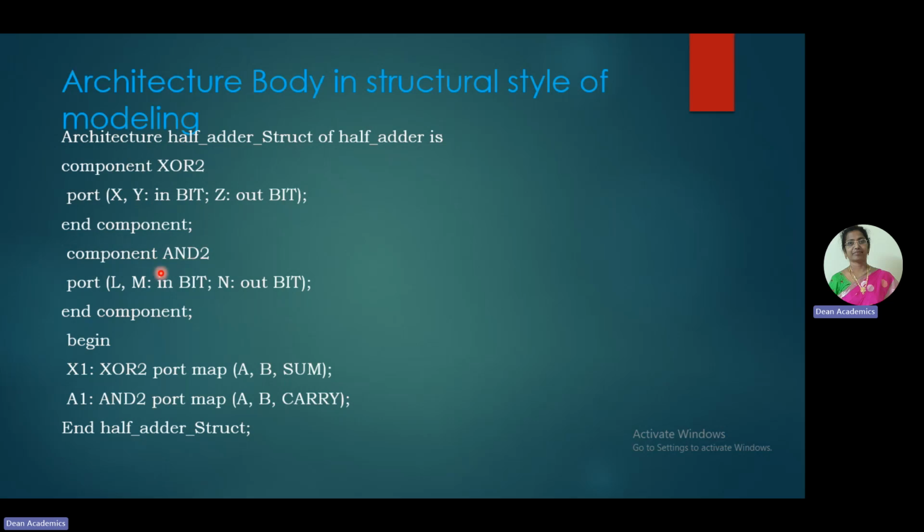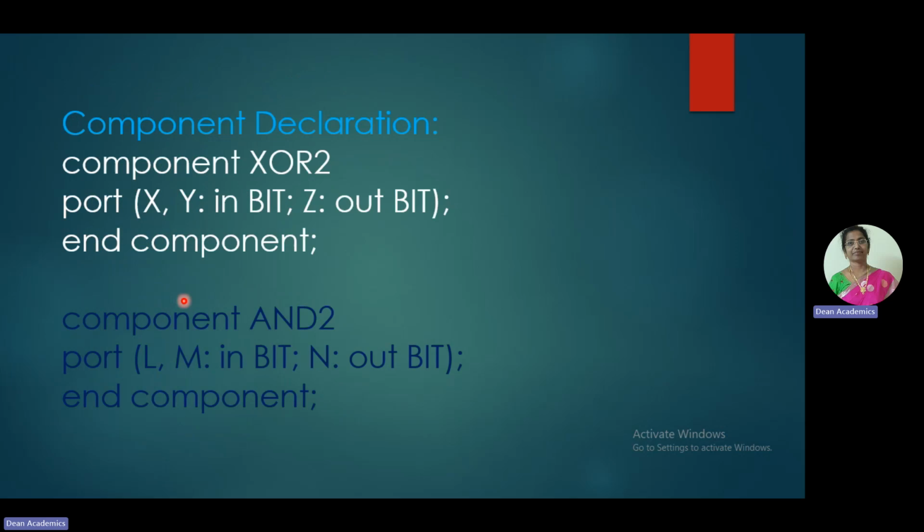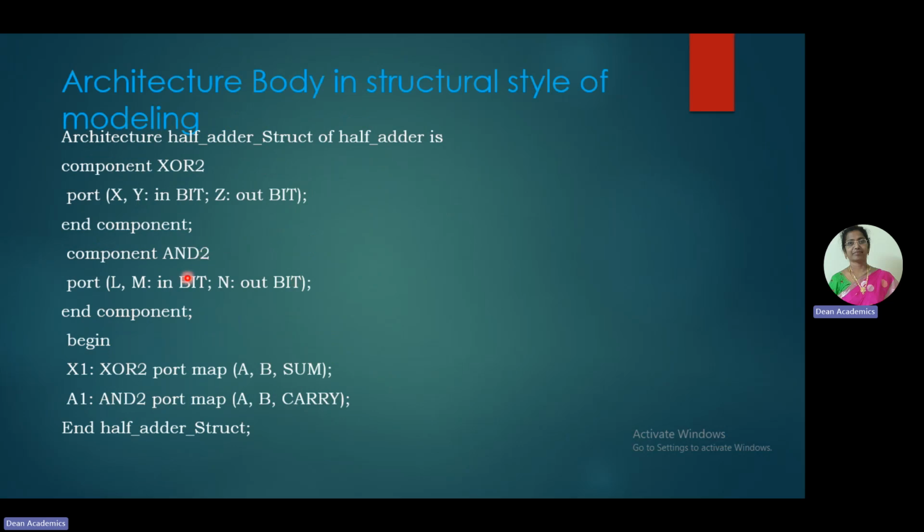Similarly, AND gate component declaration we have to write here, and the same component declaration, that syntax we have seen here, same components we have written here, right? So with this, in the architecture body, we have defined both the components and their declarations. Now let us see the architecture begin. That means let us see the architecture body with the respective statements.